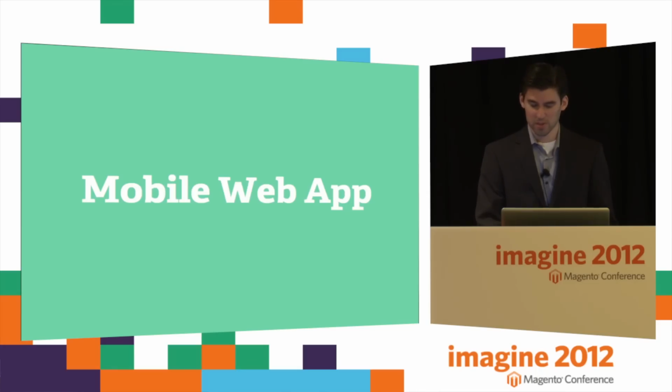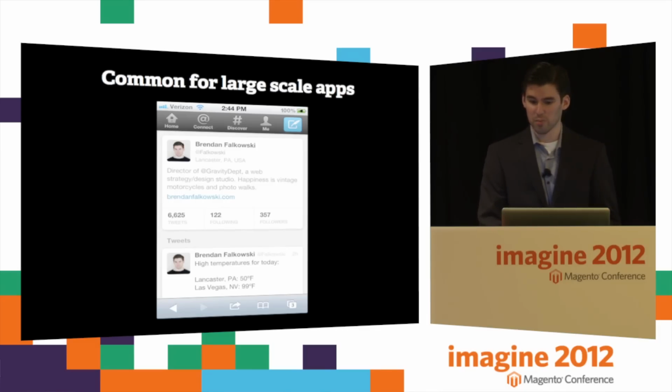Then you have mobile web apps. As of yesterday, Magento announced that they do have an HTML5 jQuery touch-based mobile app. This is a single-page model where the browser loads a container and then asynchronously sends requests to load additional content based on the user's requests.